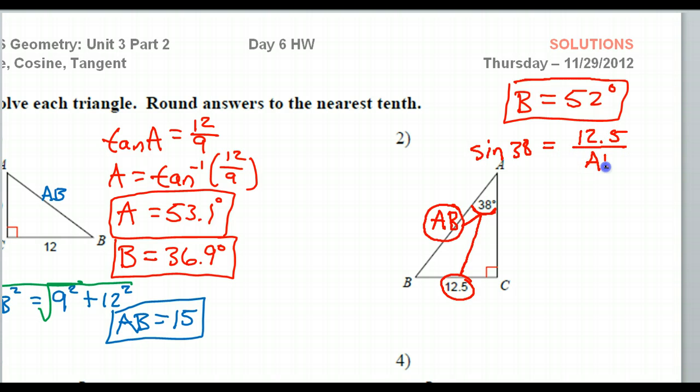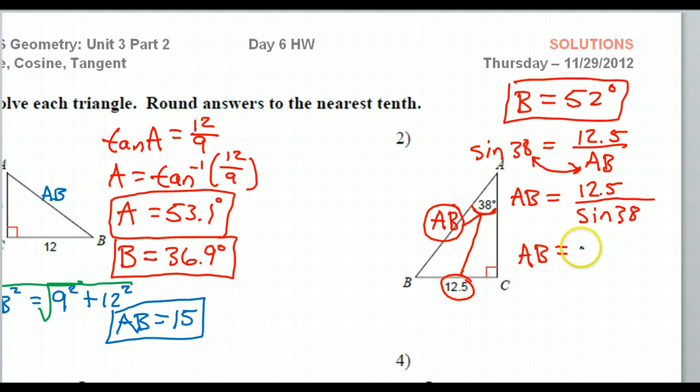Opposite over hypotenuse. When the unknown is in the denominator, that is when I do this reversal, and I put the AB out here, and so this will be 12.5 over sine 38. So that's going to give me AB equals 20.3.